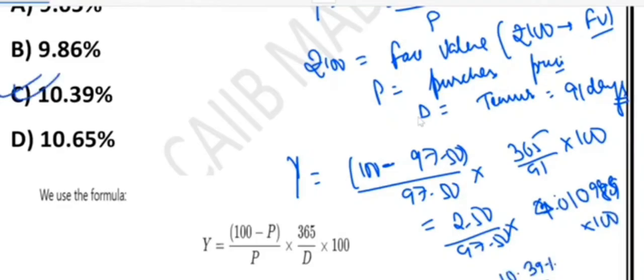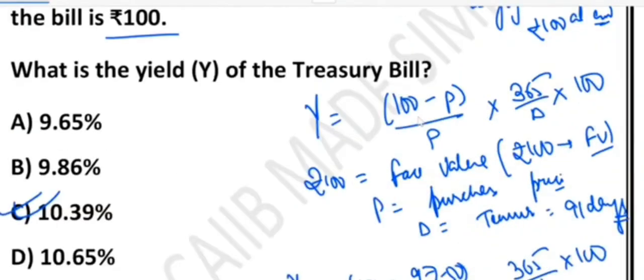Right. So I request you to please remember this formula. Sometimes they give you the price and ask you the yield, and sometimes they give you the yield and ask you the price. So both ways you can find the answer.